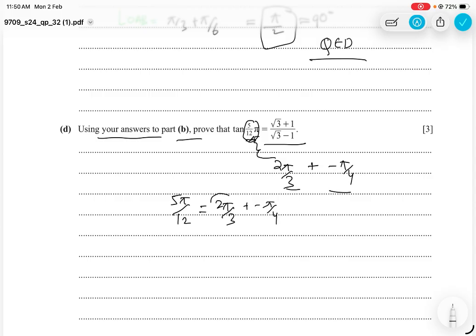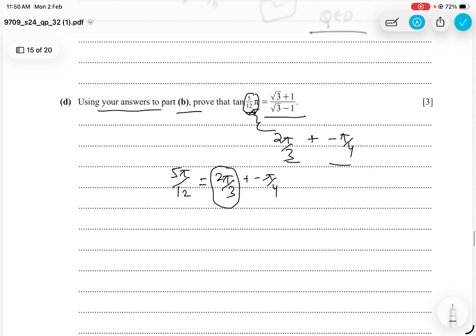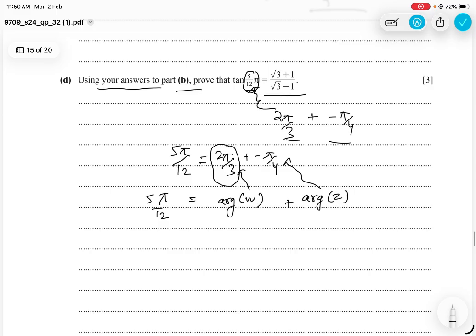Agreed or not? What was this, beta? This was argument of W plus argument of Z. Yes or no? That is equal to 5 pi by 12. Okay. Now, if we are adding the arguments, this equals argument of wz.